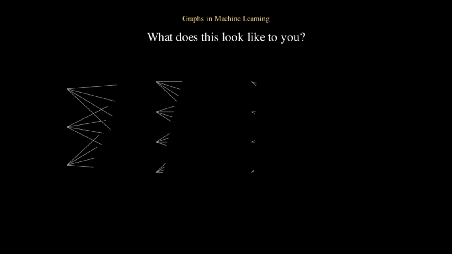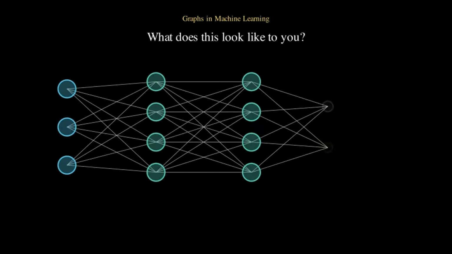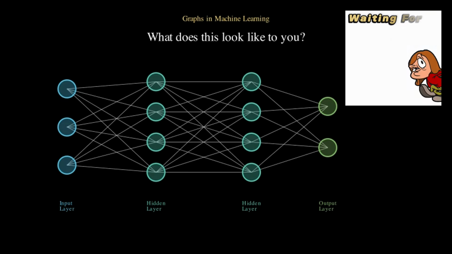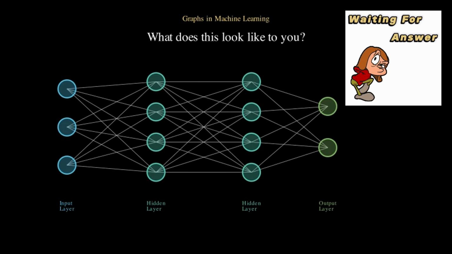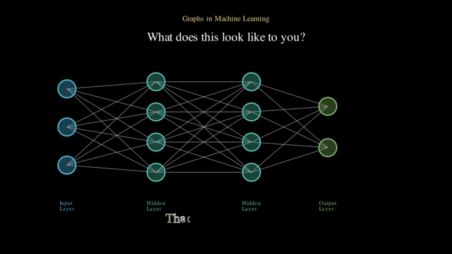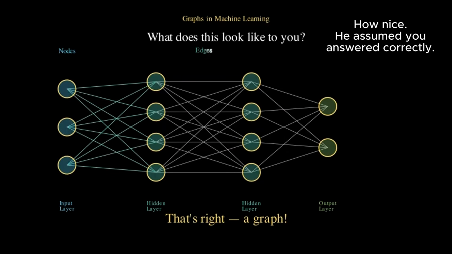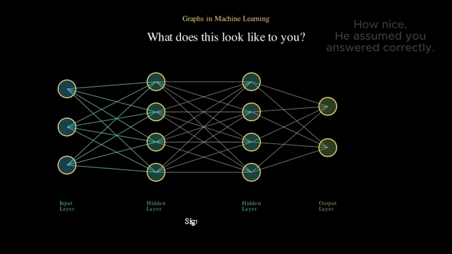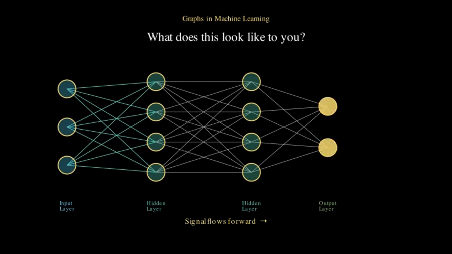In machine learning, graphs are kind of a big deal. For instance, take a look at this neural network, which is a system inspired by the human brain to improve a model's learning capabilities. What does it look like to you? That's right, a graph. It's got everything that makes up a graph, from nodes to edges to weights.